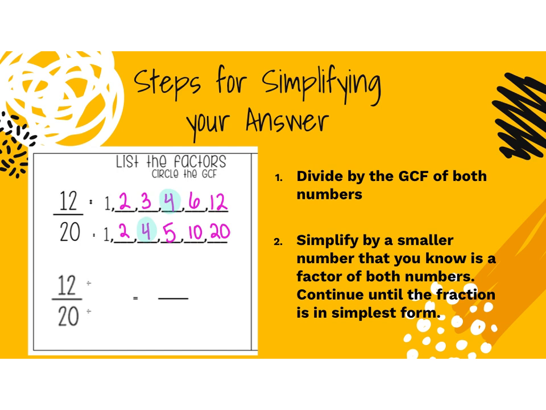So we could divide 12 and 20 by 4, their greatest common factor, to get our answer in simplest form. 12 divided by 4 equals 3, and 20 divided by 4 equals 5. So our answer is 3/5.